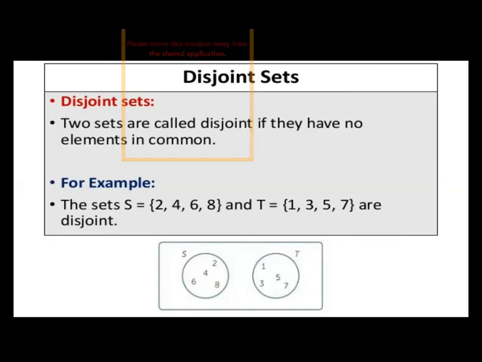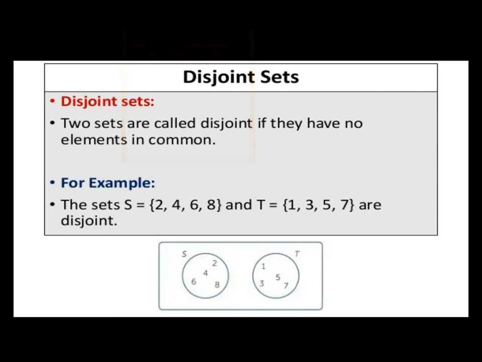Now moving on to the disjoint sets. What are the disjoint sets? Two sets are called disjoint if they have no element in common. This is a very simple one. For example, if we have set S equals {2, 4, 6, 8}, it has four elements, and set T has the same number of elements as set S, meaning they both have four elements.